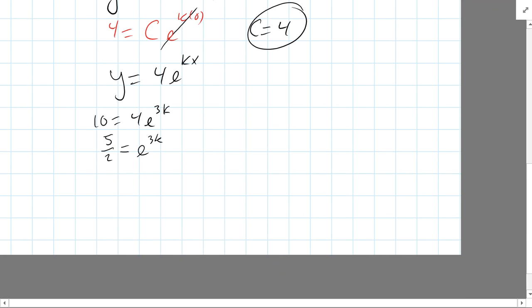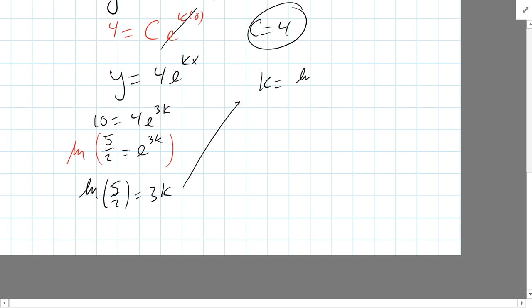All right. How do I undo e? Undo e with the natural log, and I'm just going to put it all the way around the outside. So I have ln of 5 halves equals 3k. So my k is equal to ln of 5 halves over 3. Do I get to stop there when I find the k?